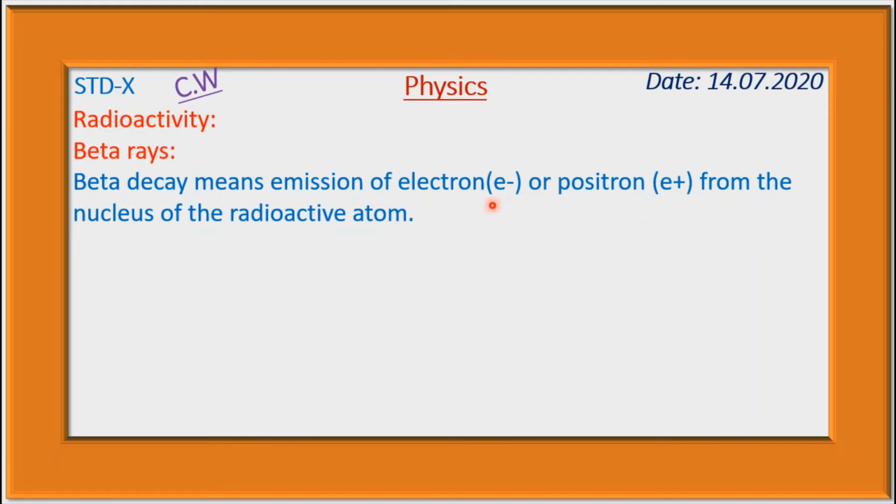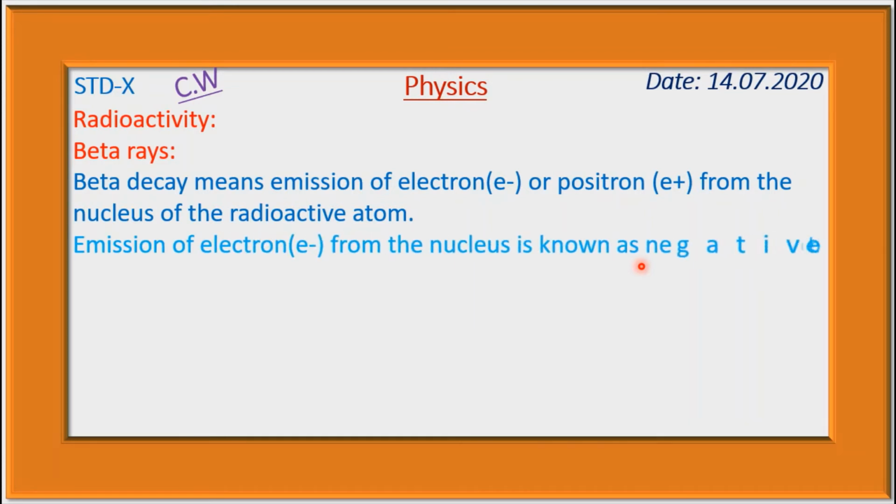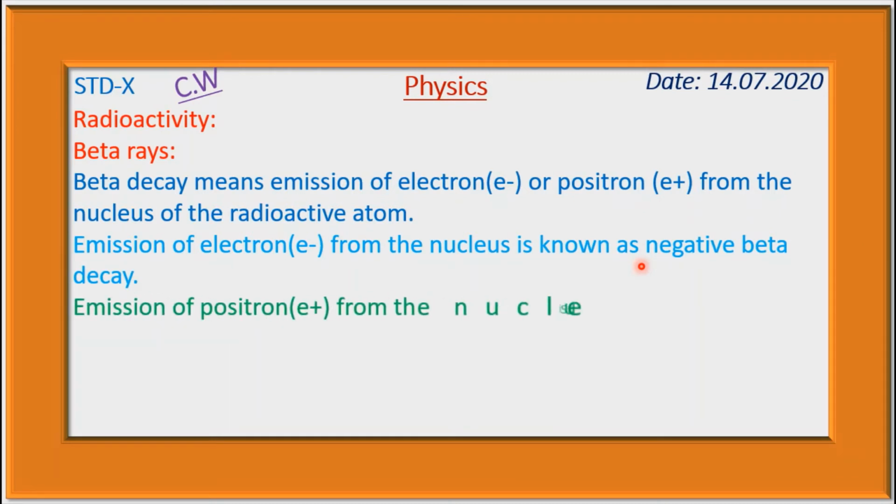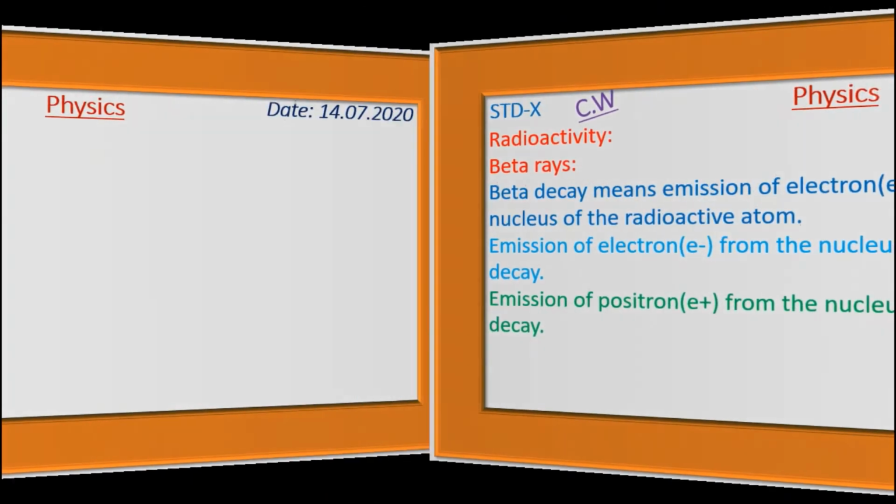If the nucleus emits an electron, it is negative beta decay, and if the nucleus emits a positron, it is positive beta decay. A positron is the antiparticle of the electron. Electron or positron may be emitted from the nucleus of the radioactive atom. Emission of an electron from the nucleus is known as negative beta decay, and emission of a positron from the nucleus is known as positive beta decay.